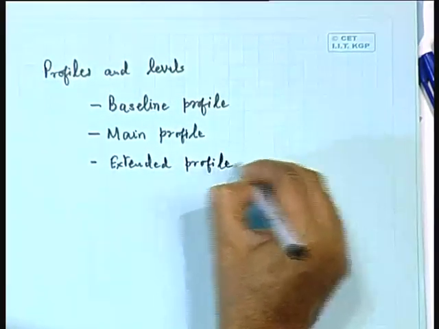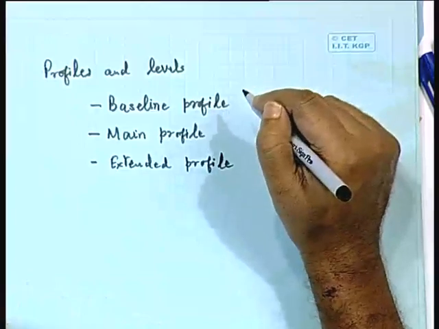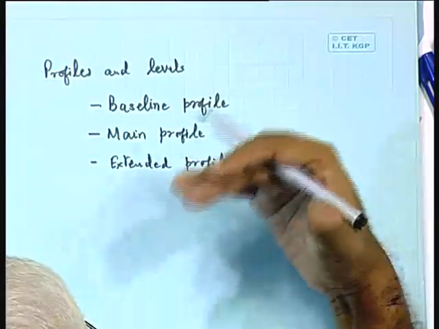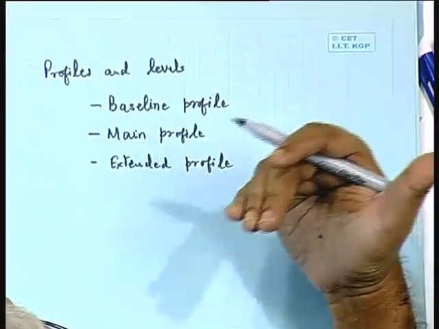Now, in these 3 different profiles, one has to see which are the features that one includes with the baseline. So, naturally baseline is going to include fewer features as compared to main profile. So, you can obviously expect that the main profile and the extended profile will include whatever the baseline profile is already providing. Okay. And the extended profile should also include some of the features of the main profile.